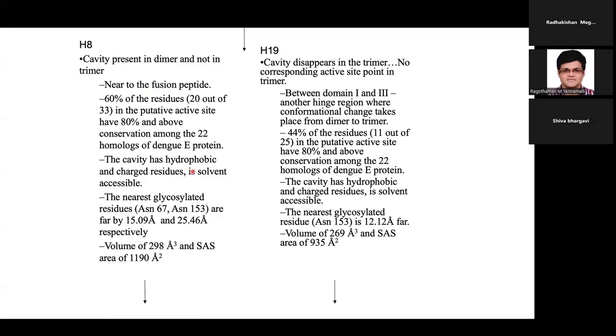Now, what are the other properties of these cavities? This is very close to the fusion peptide, which means that it is highly functional in nature. 60% of the residues in that active site are conserved 80 and above in terms of sequence. And the cavity is hydrophobic. It also has a charge distribution. It is solvent accessible. One of the other things was glycosylation.